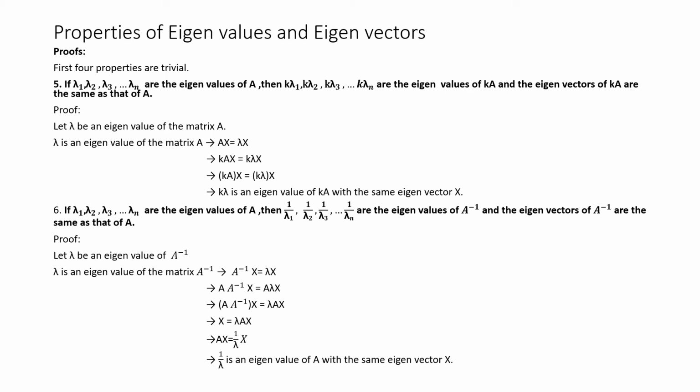Let us assume that lambda is an eigenvalue of the matrix A. Lambda is an eigenvalue implies it should satisfy the equation Ax equals lambda x. Multiplying both sides by the constant k, kAx equals k lambda x, which implies k lambda satisfies the equation kAx equals k lambda x, or k lambda is an eigenvalue of kA with the same eigenvector x.